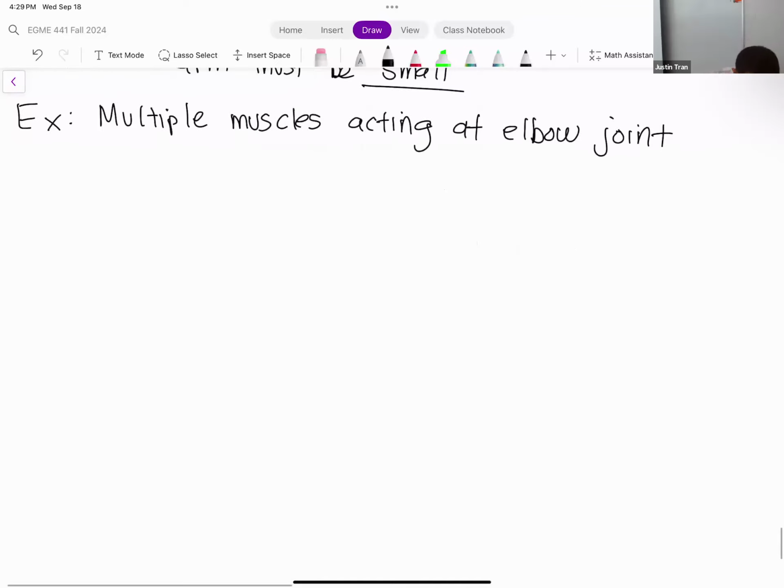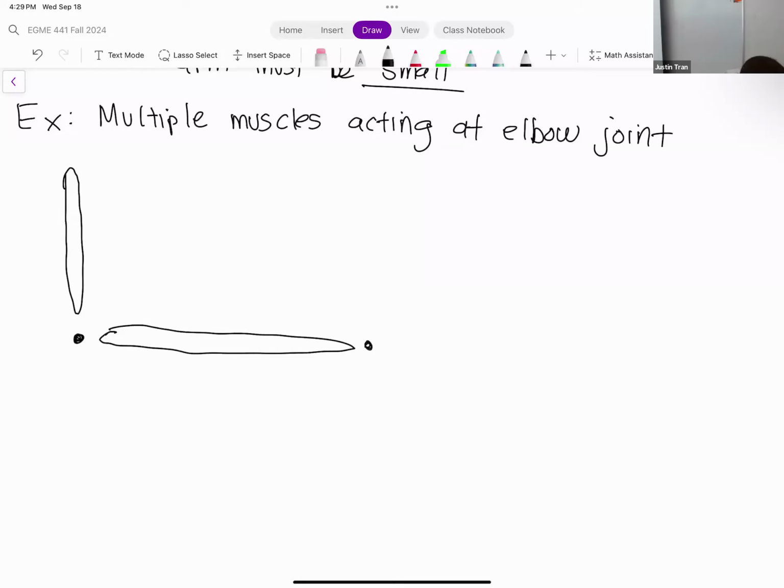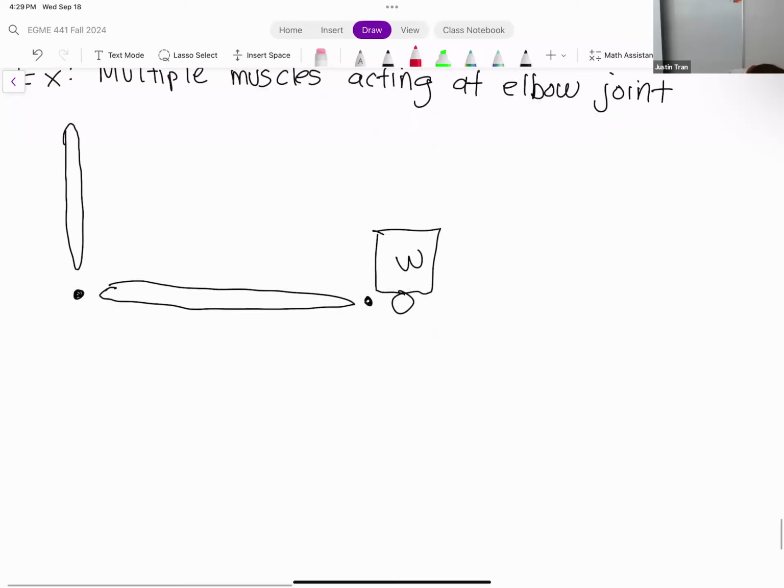Let me draw the elbow joint again, so that we have our upper arm here, our elbow joint, our lower arm, and our hand. Just like before, we're going to have some kind of weight or box that the person's holding, held at the end of the lower arm. But now we're going to consider multiple muscles, so I'm going to draw in those muscles here. It's going to get a little bit busy, but I'll try my best.